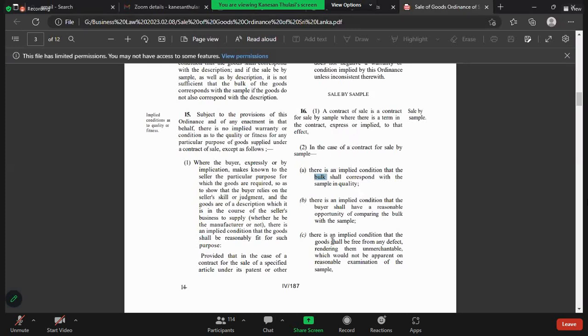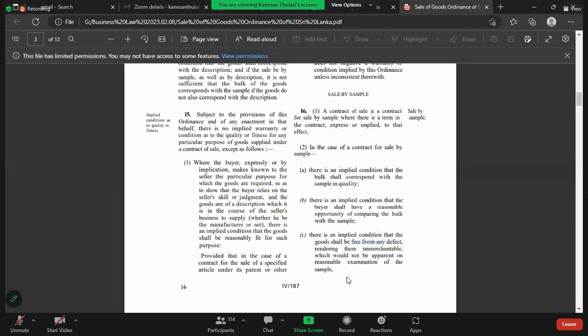The third thing is that there is an implied condition that the goods shall be free from any defect. So, if you see the share, the 4 lakhs is there and think that if the 50 shares are given by the seller, one share leg is broken down. So whether it is free from any defect, there is a defect in the share, rendering them unmerchantable, which would not be apparent on the reasonable examination of the sample.